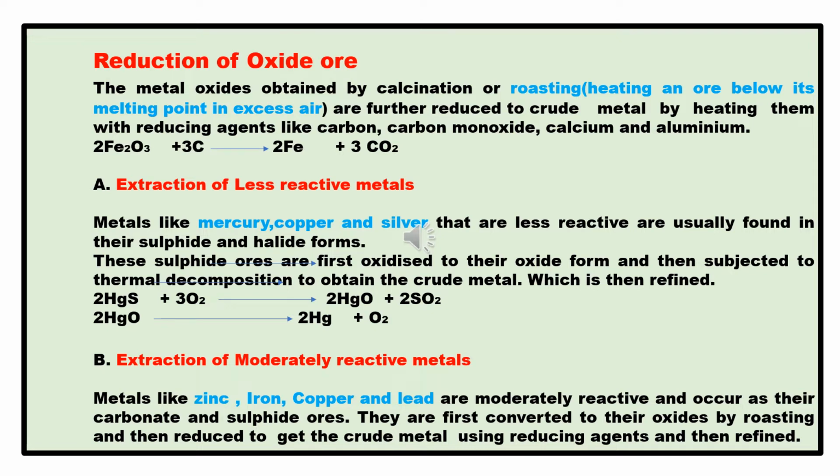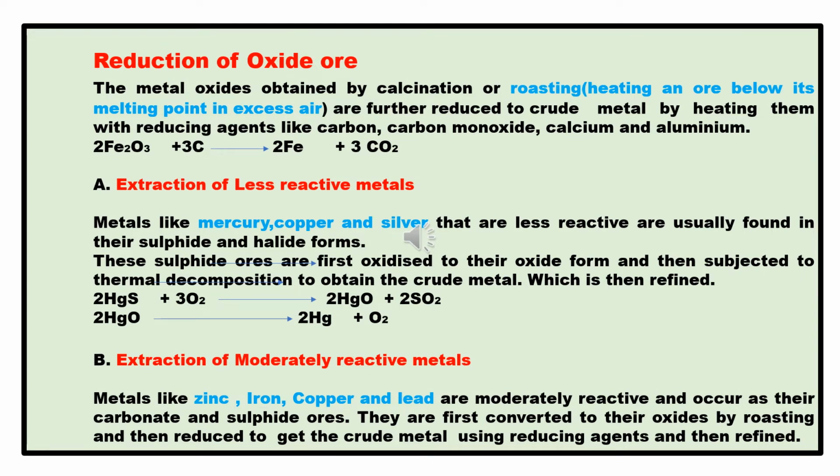So which are the methods? The ore is now converted into oxide ore. Now the next process is reduction of the oxide ore. And this can be achieved by heating the oxides with reducing agents like carbon, carbon monoxide, calcium, and aluminum. These are the reducing agents that we use normally.